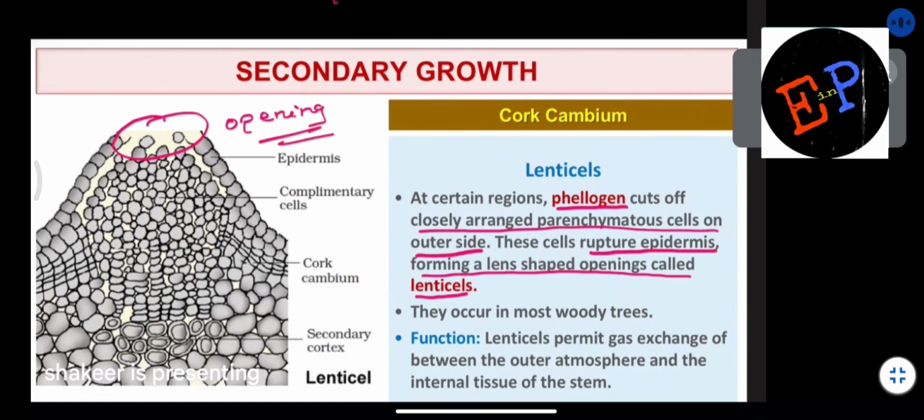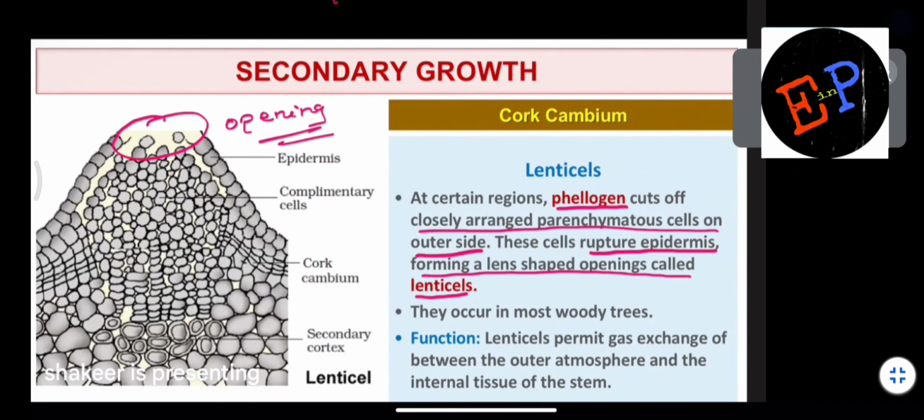And what is happening here? Phellogen. What is meant by phellogen? The cork cambium is called phellogen, no? Clear, no? So this cork cambium cuts off closely arranged parenchymatous cells on the outside. Why? Because the cork cambium develops pressure on the outside layers, no? So because of this pressure, some of the cells get separated and a gap is created. Are you able to understand, ma? These cells rupture the epidermis. So because of this pressure, they destroy the epidermis. What is meant by epidermis? The outermost layer is called the epidermis, forming a lens-shaped opening which is called lenticels.